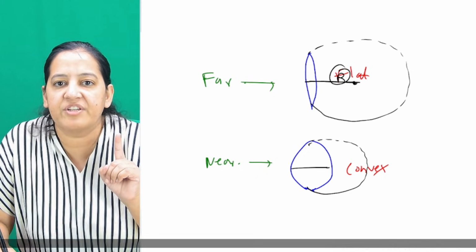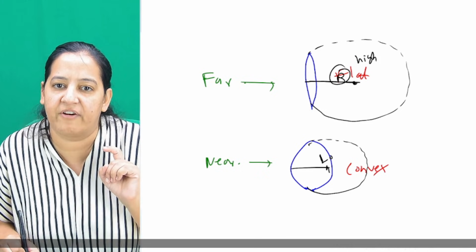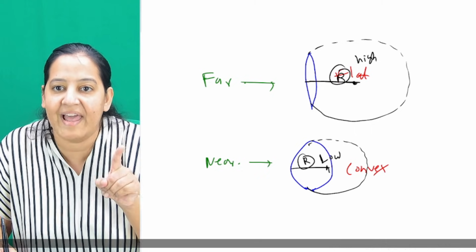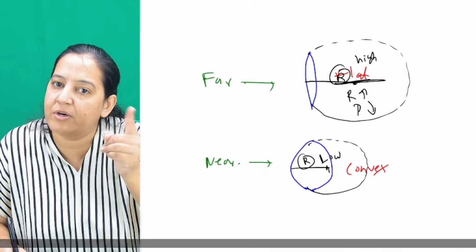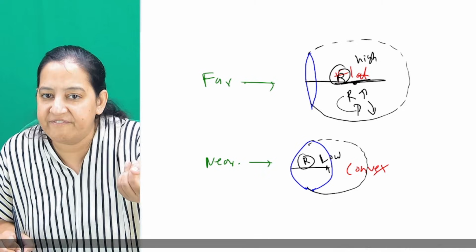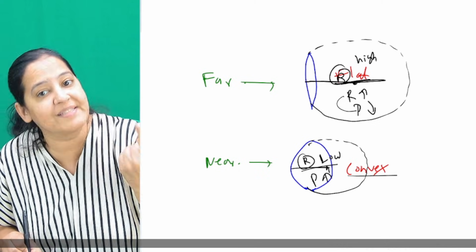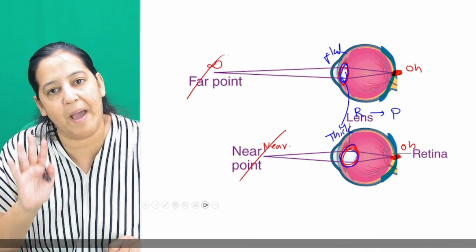So here radius of curvature is high and here radius of curvature is low. I'm trying to explain you. No one will teach you these concepts. When the lens is flat, R is high and power is less, because R and P are inversely proportional. And when the lens is convex, R is low, so power is high. Because R and P are inversely proportional, and this is what is happening in accommodation.